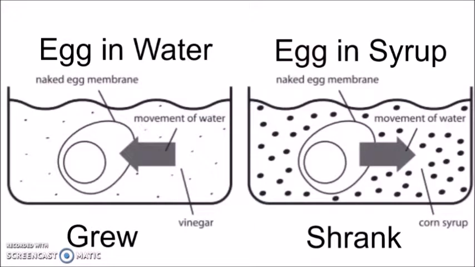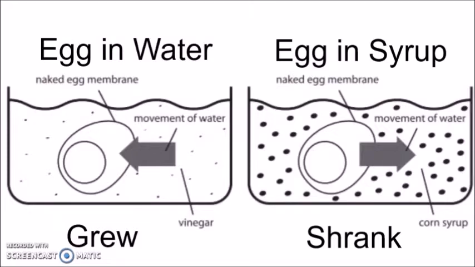So now we're going to discuss the results of our experiment and discuss why the eggs shrank and grew as they did. After we dissolved the shell of the egg, we were only left with the membrane. This membrane is selectively permeable. Selective permeability refers to the property of a barrier that only allows certain substances to pass through it. And in this case, only water is allowed to pass through the membrane of our egg.